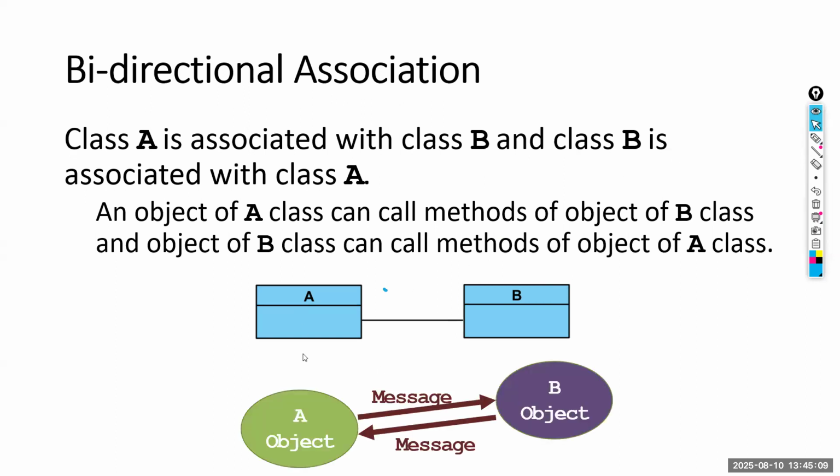So now an object of A can message an object of B, and an object of B can message an object of A. Message means call methods, get service. Now you must be pretty familiar with the object-oriented terminology.